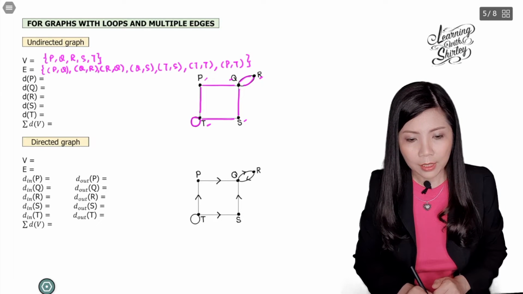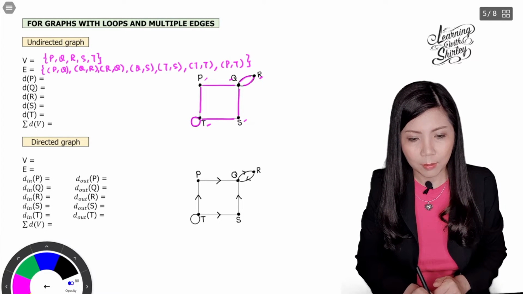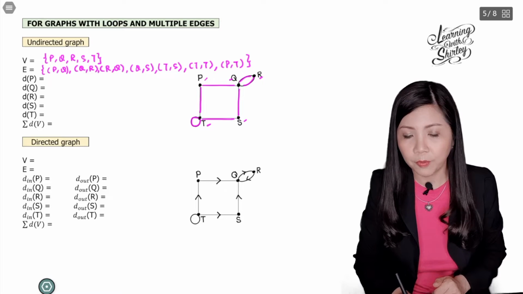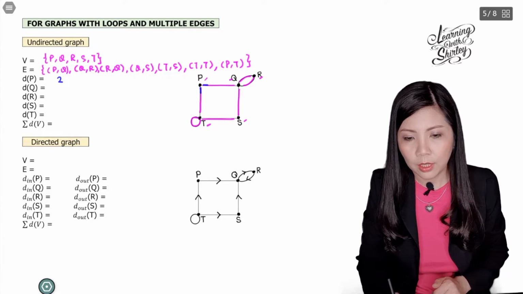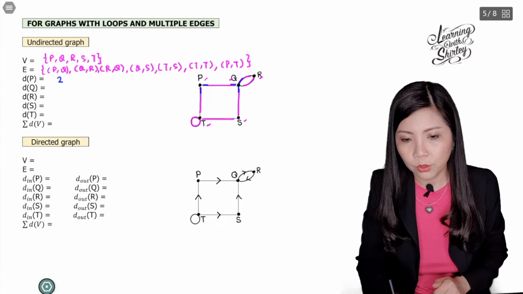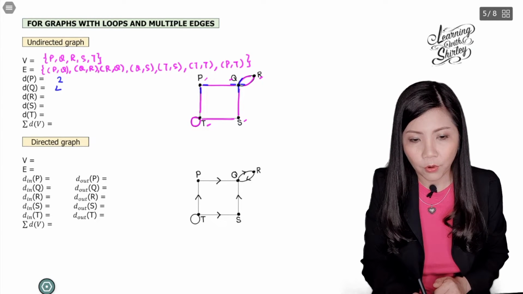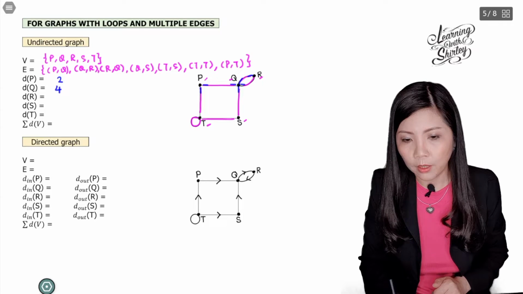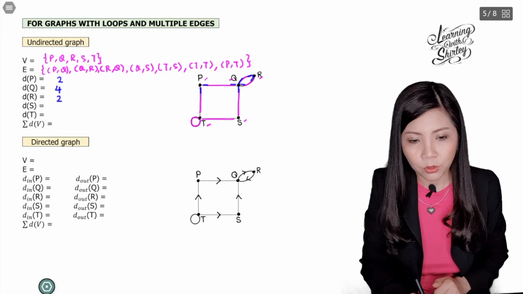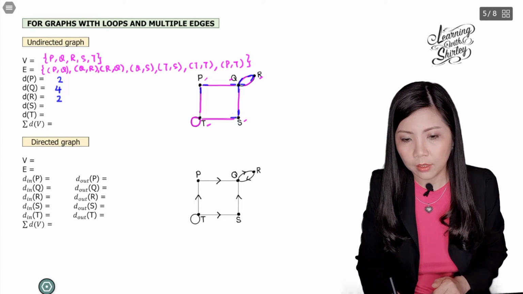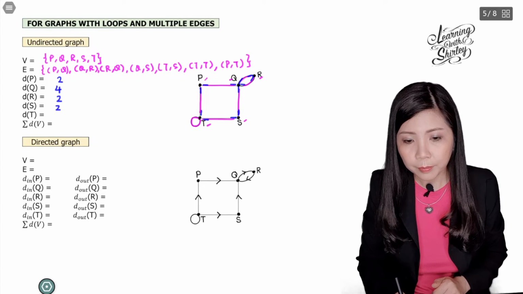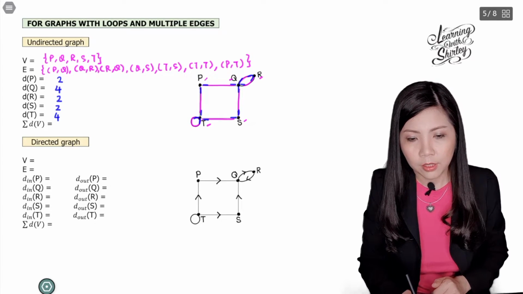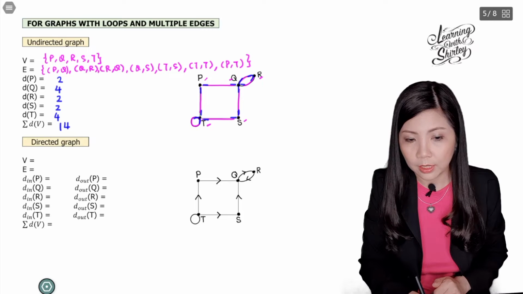Next, we're going to find the degree of P, meaning the number of edges coming in or out from vertex P. So we have 1, 2, so we have 2. DQ will be 1, 2, 3, 4, so we have 4. DR will be 1, 2, so 2. DS will be 1, 2, so 2. DT will be 1, 2, 3, and 4, so 4. So total everything is 14.